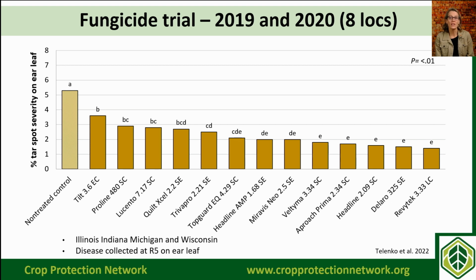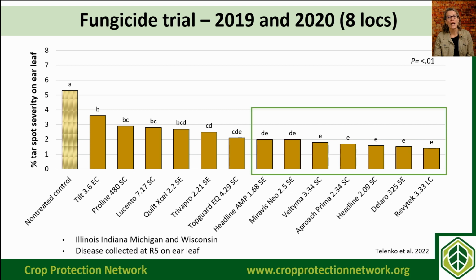This data here is from Illinois, Indiana, Michigan, and Wisconsin, and it's from 2019 and 2020. We have our different fungicides along the x-axis and the non-treated control on the far left. What you can see is that all fungicides reduced tar spot severity, but some fungicides stood out above others. Most of those that stood out are the newer products that contain 2 or 3 modes of action and just have a much longer effective period.